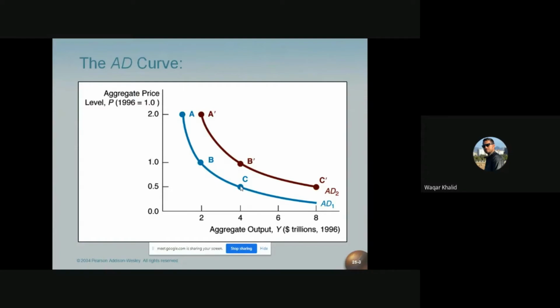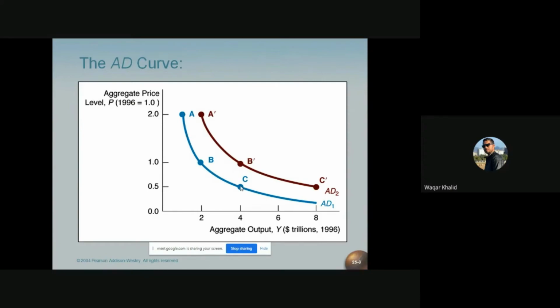Given a money supply of $1 trillion, we didn't change the value of money. We are just changing the value of the price level, and we are getting different values for the aggregate output. So very simply, we are keeping constant the value of M. The value of money supply is fixed, which is $1 trillion, and we are just changing the value of the aggregate price level. So we are getting different values for aggregate output.